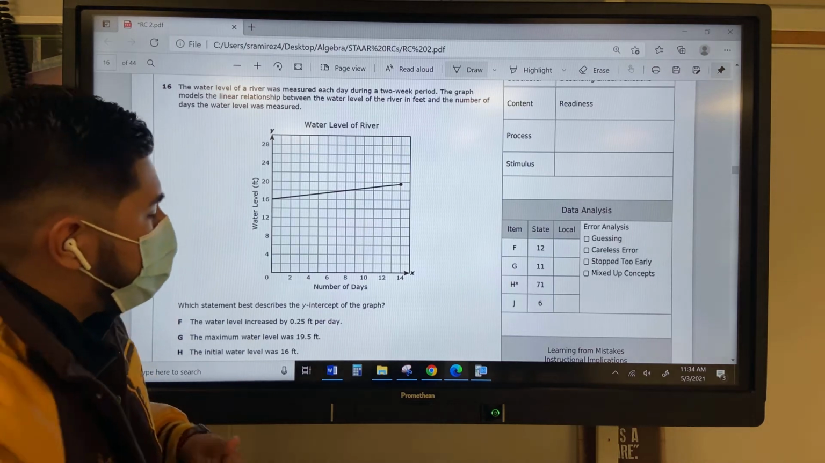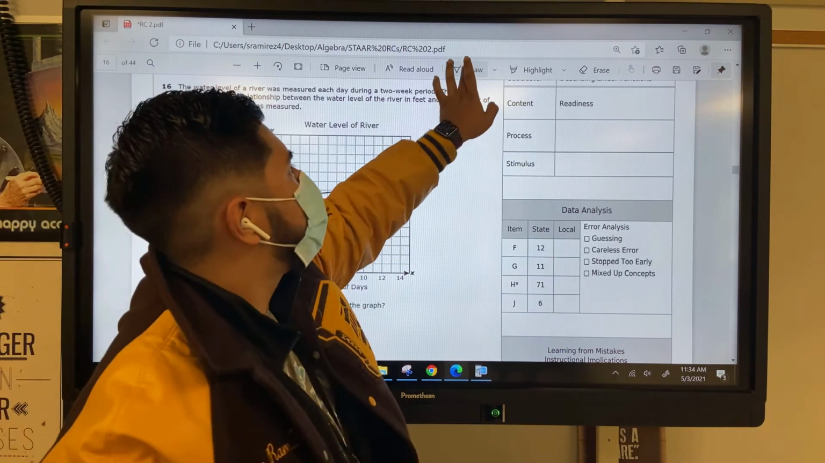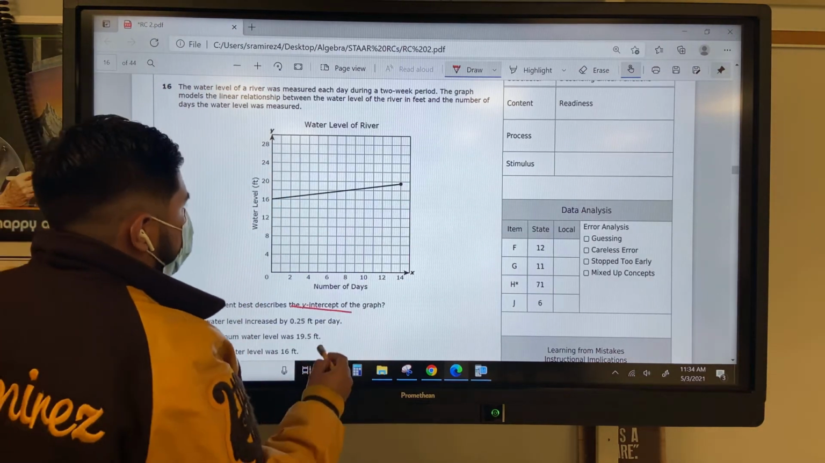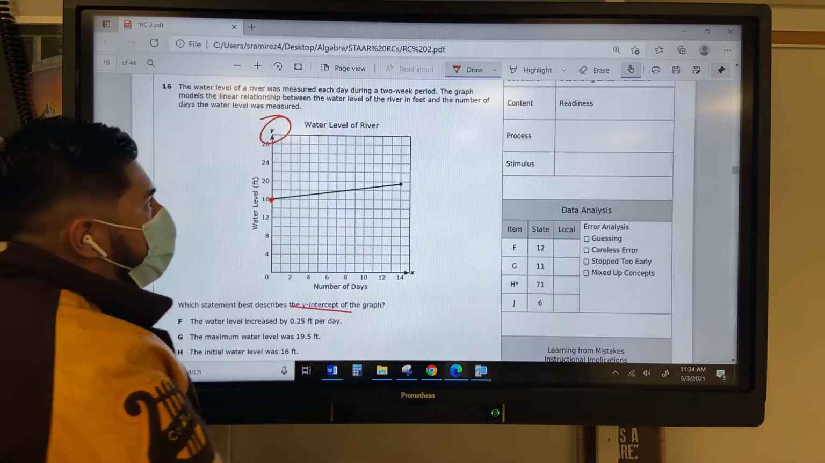Beautiful story. Don't really want to read it. Let's go. Which statement best describes the y-intercept? The y-intercept, when it crosses the y-axis, looks like it starts at 16. Let's look at the answer choices.